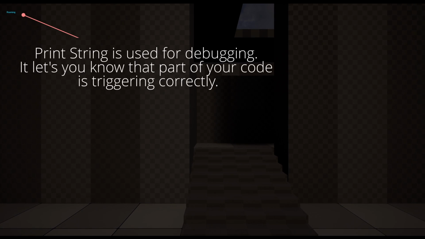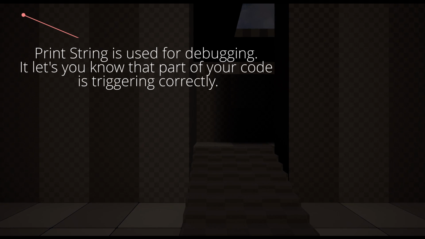Here we can see I've set up the print string so that it tells me when he's roaming, just for testing purposes. So anytime that loop came around to get a new location, it will trigger the print screen and tell me that he's roaming.